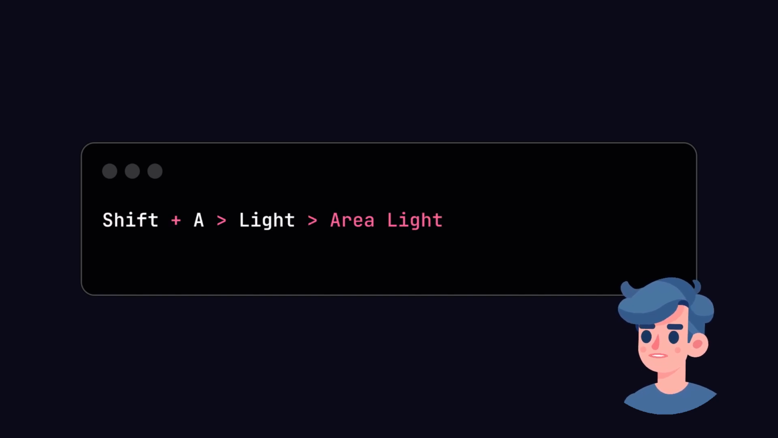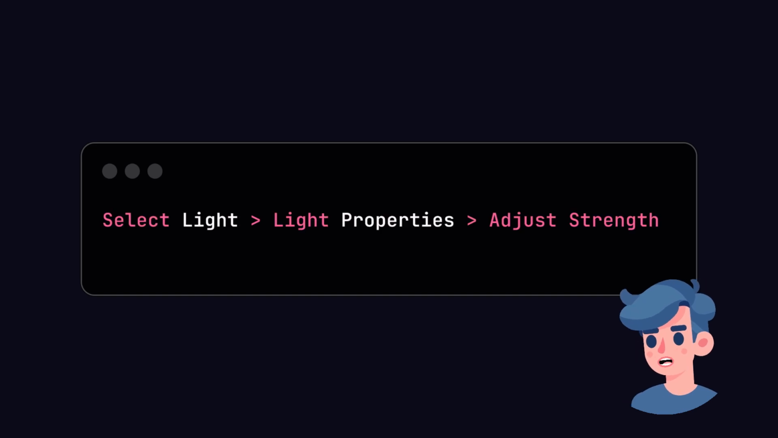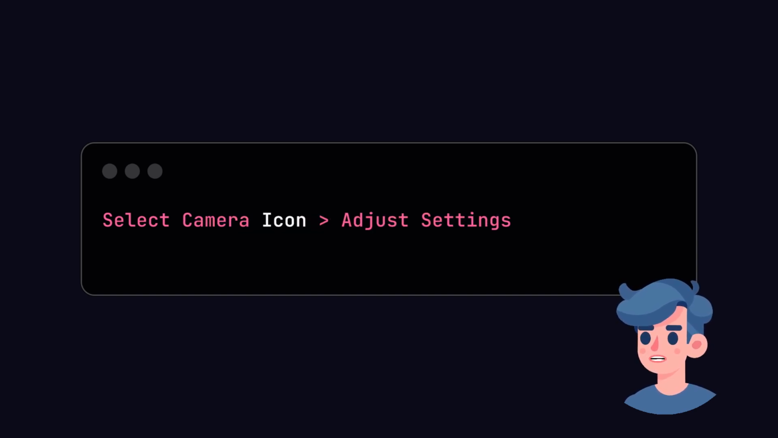Once the environment is set, let's add lighting to enhance how our model looks. You can do this by pressing Shift+E and selecting Light. Choose Area Light for even lighting. Position the light suitably and adjust its strength in the Light Properties panel to make sure your asset is nicely illuminated. Now, we want to render our scene.